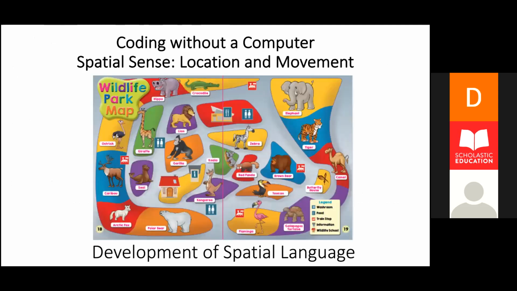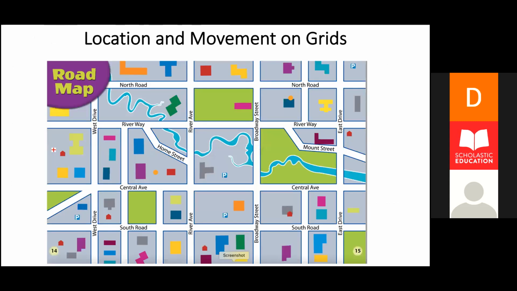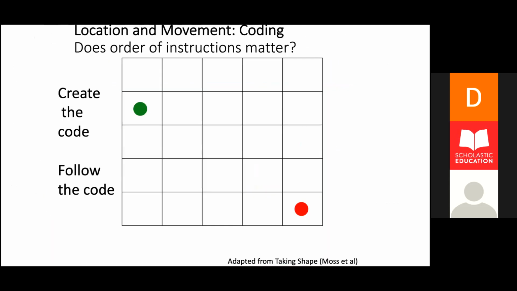We can build coding into our program without a computer, because think about it, it's following instructions and giving instructions, much like we were talking about when we were looking at location and movement, the development of spatial language. We can have kids have had experience maybe working on grids. We can then do this. And this is actually adapted from a book called Taking Shape by Joan Moss and her colleagues. I encourage you all to read it. But basically, I've worked this into the math place as well.